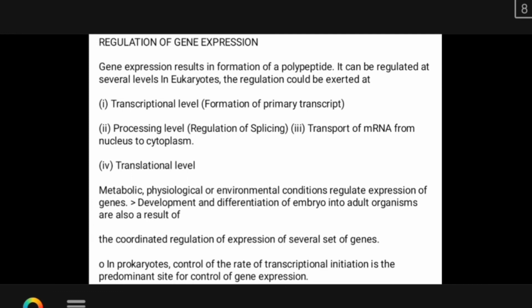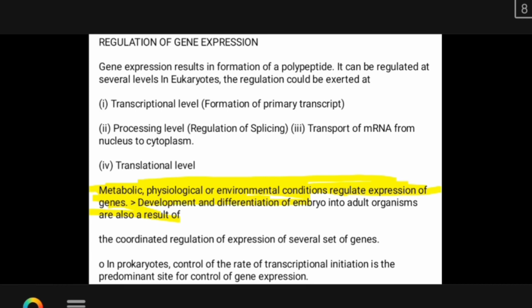Then there is the third step, that is transportation of mRNA out of the nucleus into the cytoplasm, because in eukaryotes transcription takes place in the nucleus, whereas translation takes place in the cytoplasm. And finally there is the translational level, that is polymerization of amino acids to form a polypeptide. Metabolic, physiological or environmental conditions regulate the expression of genes. So what are the factors that regulate the expression of genes? They are metabolic, physiological and environmental.